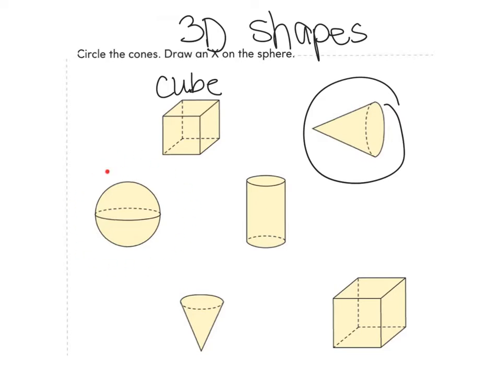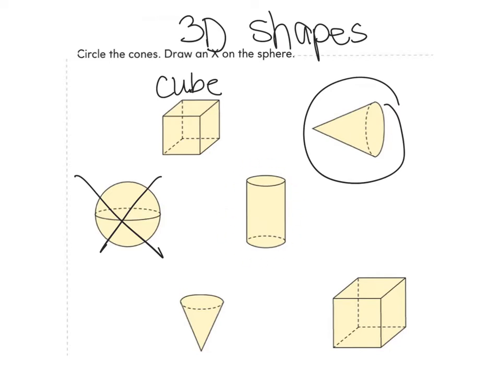This one right here is the shape of a ball, like a basketball, golf ball, baseball. So that means that this is a sphere. So I'm going to put an X on the sphere.